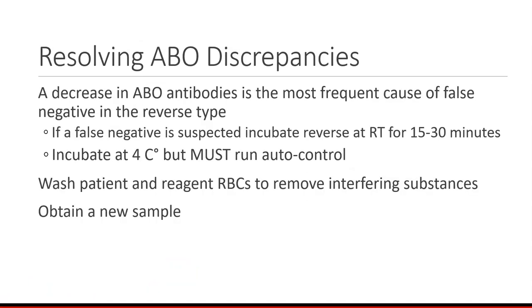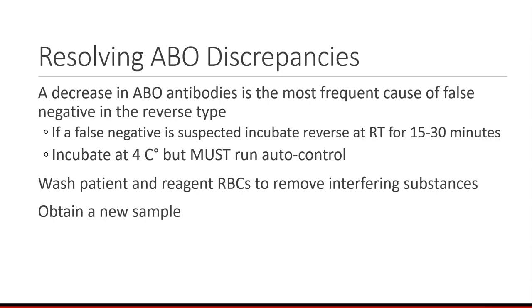A decrease in ABO antibodies is the most frequent cause of false negatives in the reverse type. If a false negative is suspected, incubate the reverse tubes at room temperature for about 15 to 30 minutes. What I do is, you rarely ever do an ABO D type by itself. It's always part of a type and screen or a cross match.